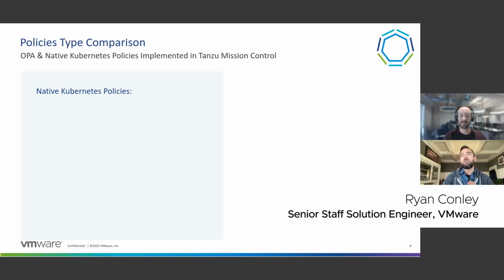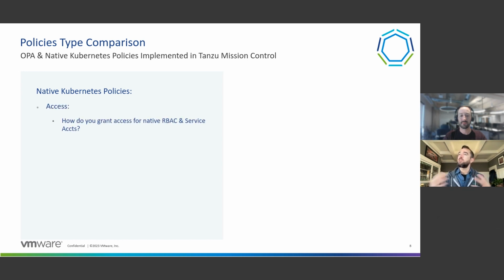So from a native Kubernetes policy standpoint, really the low-hanging fruit where everyone gets started is access. And so the question we'll raise to the audience is, how are you managing and granting access to your Kubernetes clusters today? How are you managing service accounts, for example? So if you have a Jenkins or an Argo CD for your CI/CD, or maybe you have security services that InfoSec needs to have audit access. How are you managing that today?